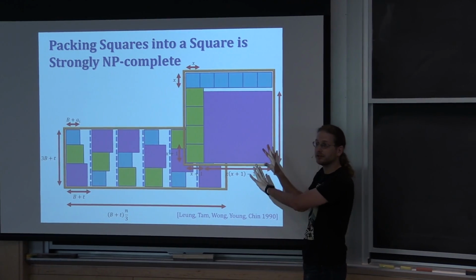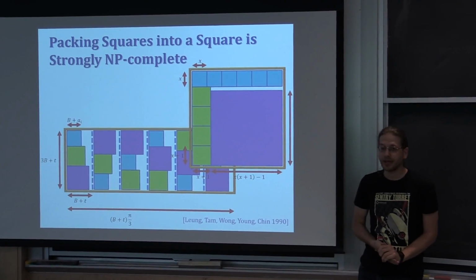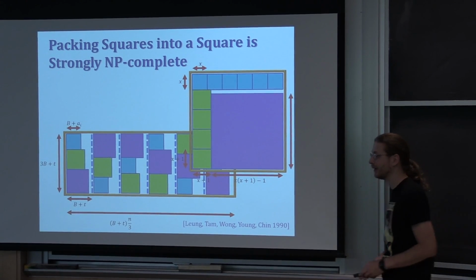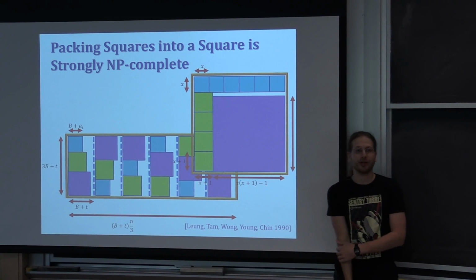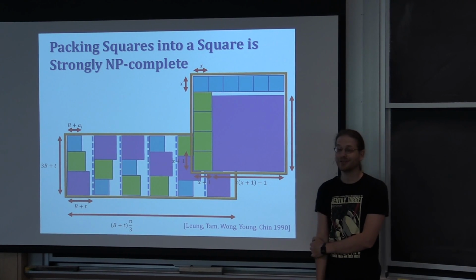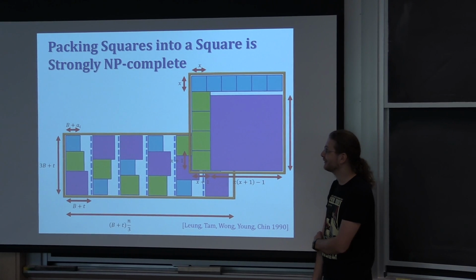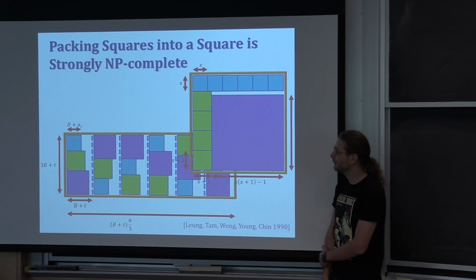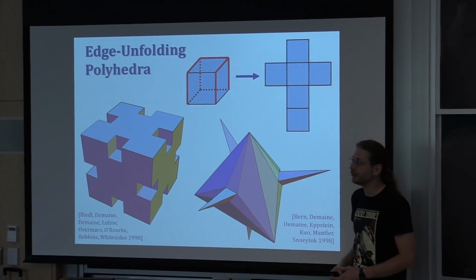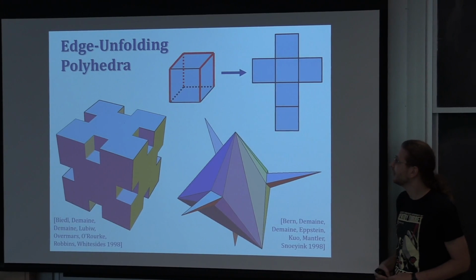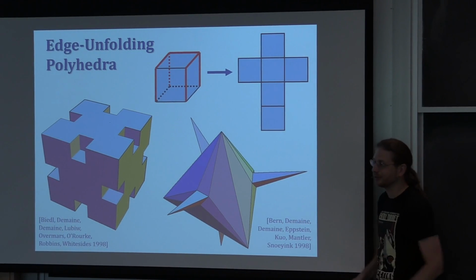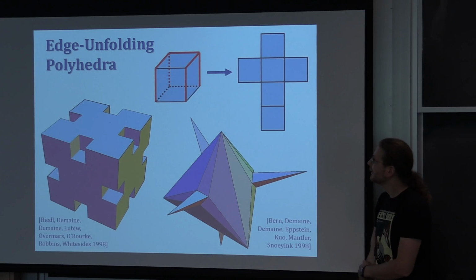But we're going to just take this result as given, and our first NP-hardness reduction will be from packing squares into a square. And then we will see a bunch of, possibly as many as 8, reductions from three-partition. So without further ado, let's get started. The first problem we're going to talk about is edge unfolding polyhedra. This is a geometric folding problem. So if you're interested in more, you can take 6849.